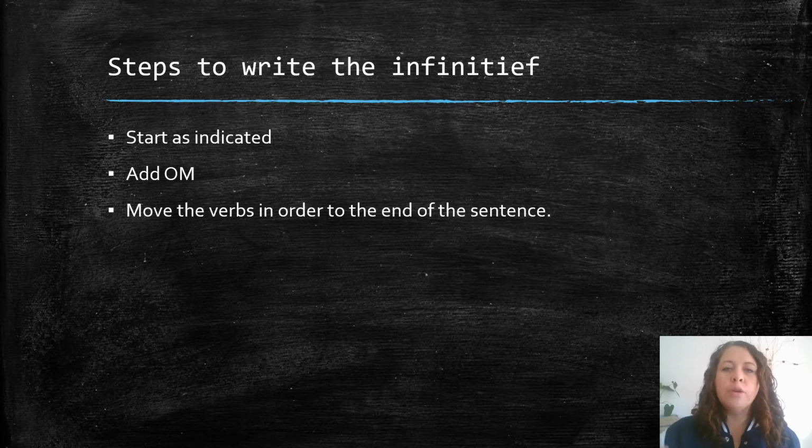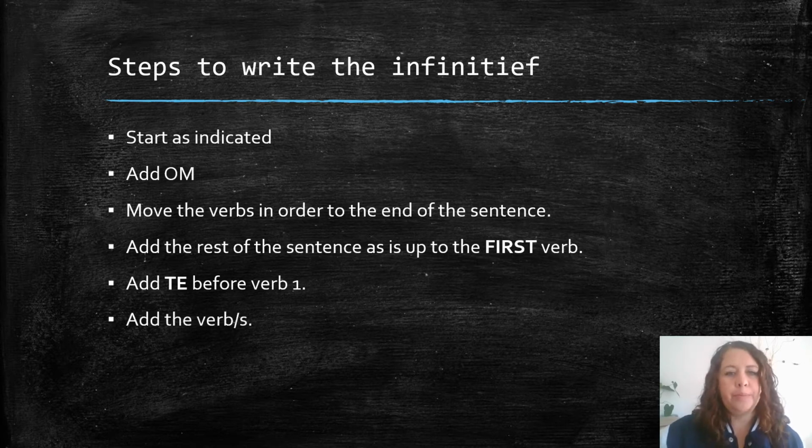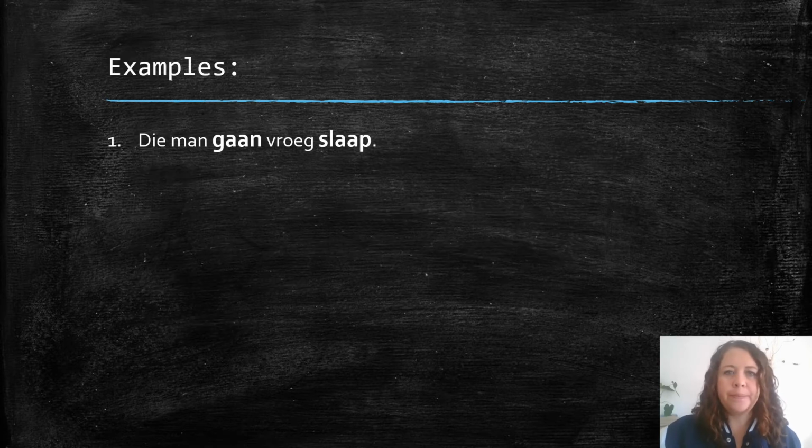Then your verbs move in order to the end of the sentence. In other words, verb 1 will still go before verb 2 at the end of your sentence. You'll add the rest of the sentence as it is up to the first verb, and then te and your first verb. Alright, and then you add your verb at the end.